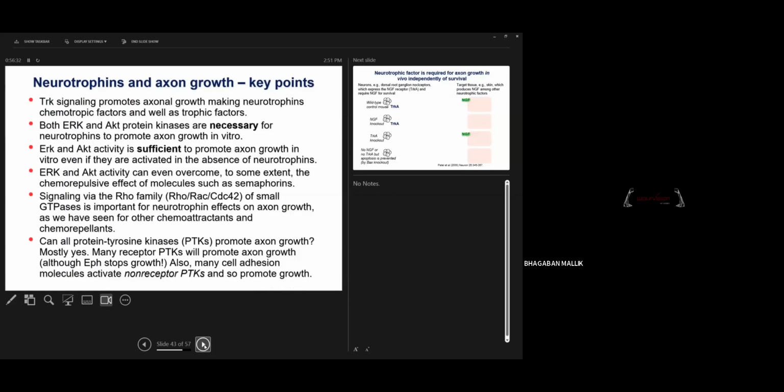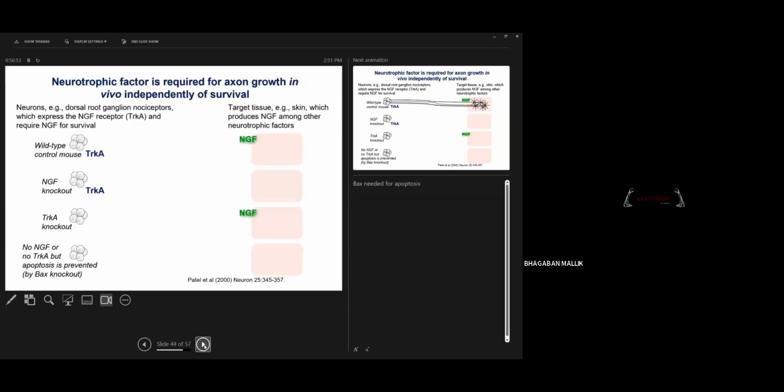So these are the key points. The TRK signaling basically promotes axonal growth. Both ERK and AKT are the effectors for this TRK, and neurotrophins are required for neuronal growth. And I have shown that some of these neurotrophic-like signaling molecules can also cause neuronal growth. All these things are highlighted here.